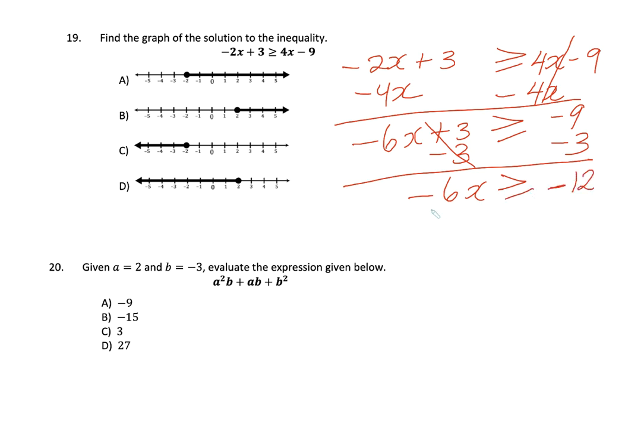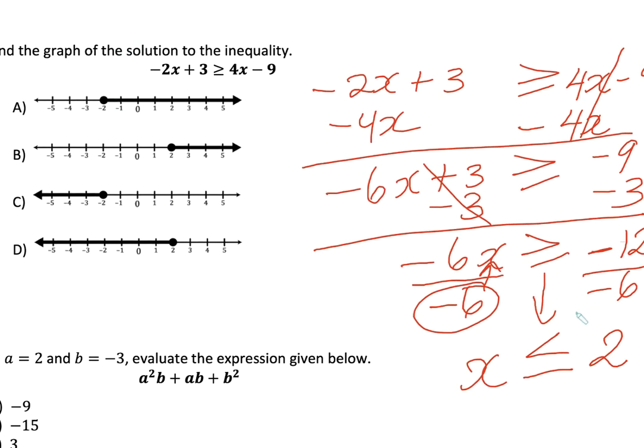Solving for x, I'm going to divide both sides by negative 6. However, by dividing by negative 6, your inequality sign goes from greater than or equal to, to less than or equal to, because you're dividing by a negative. So this will be x is less than or equal to 2.